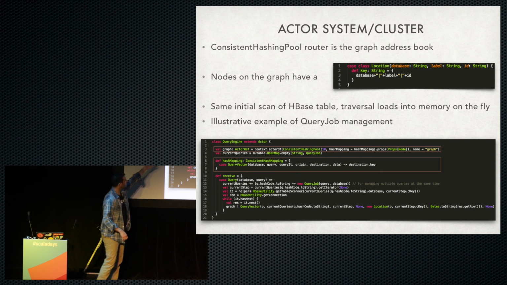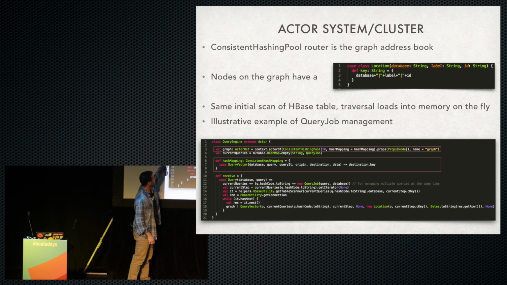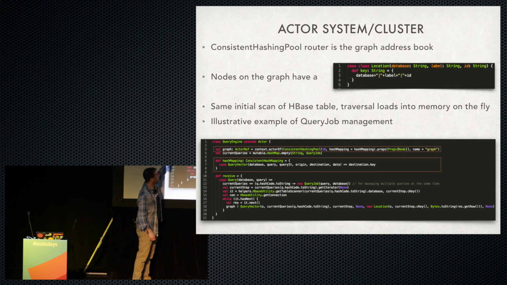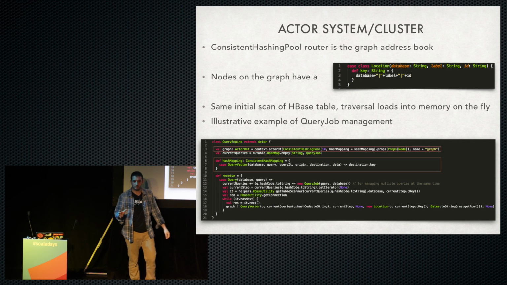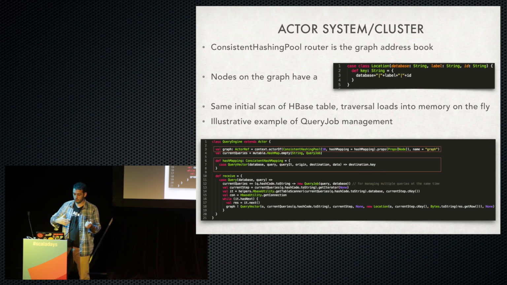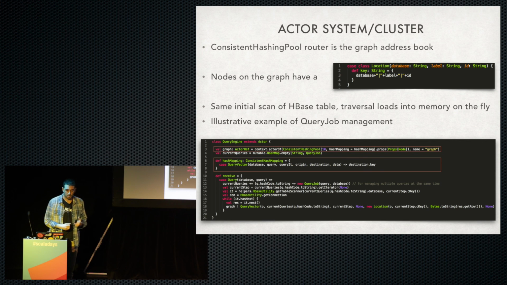And the nice thing that you'll see here is that you just have one router. In this case, I gave it 10 actors in a consistent hashing pool. It's called the graph. And we implement this thing, and it basically changes everything. Now we have everything in memory, and we can start to traverse the graph in memory as well. But the same idea applies.